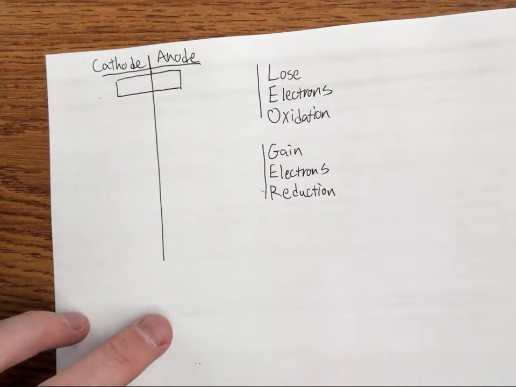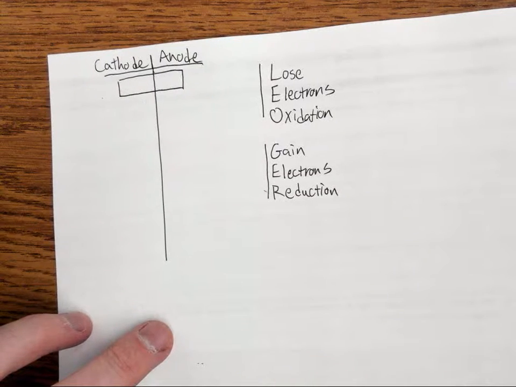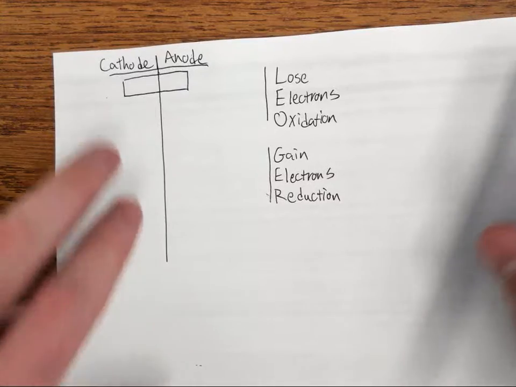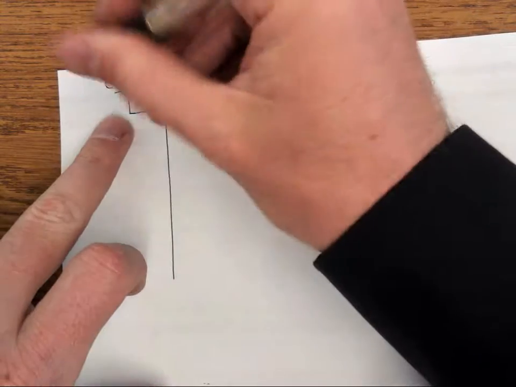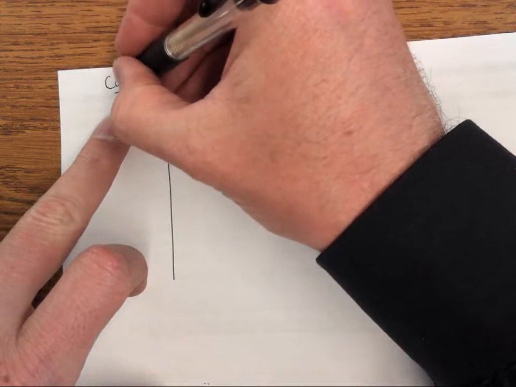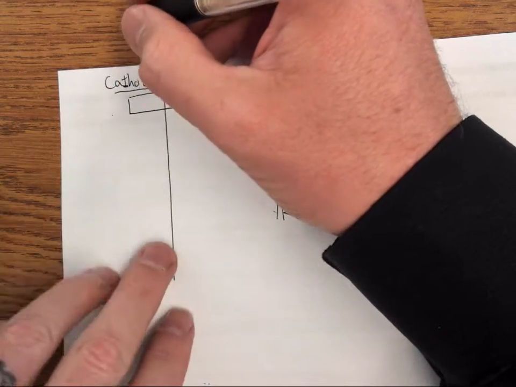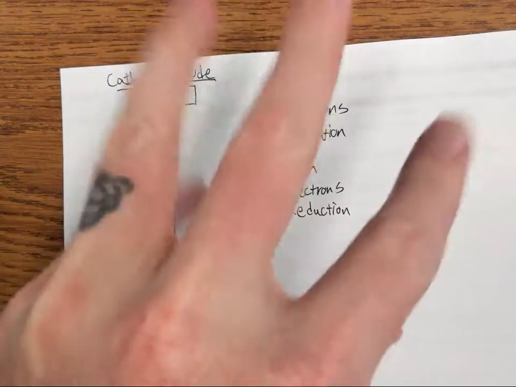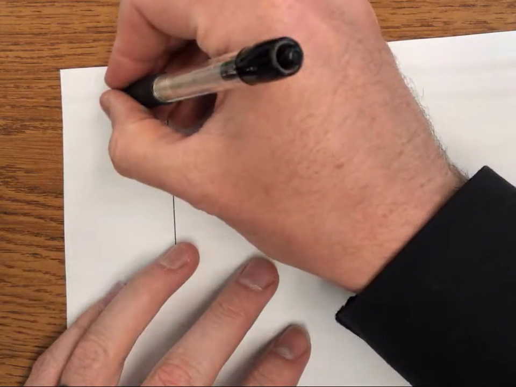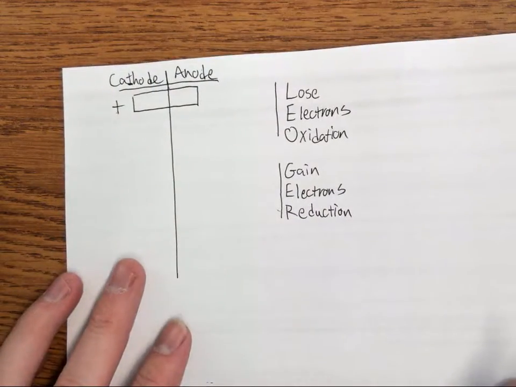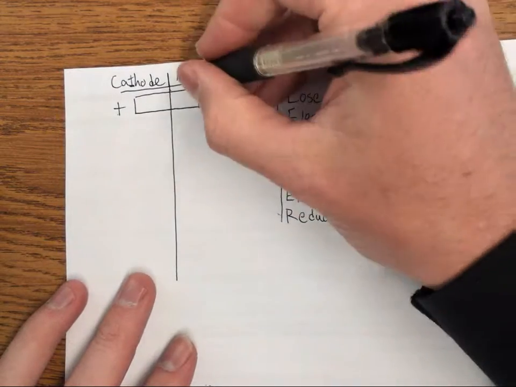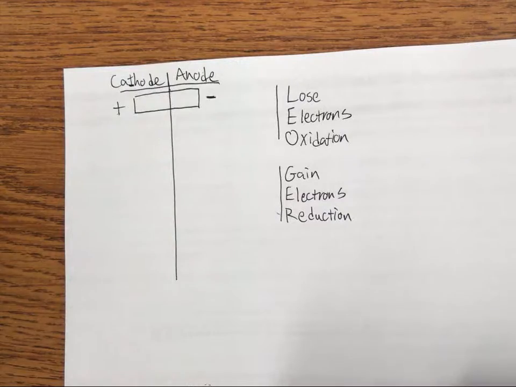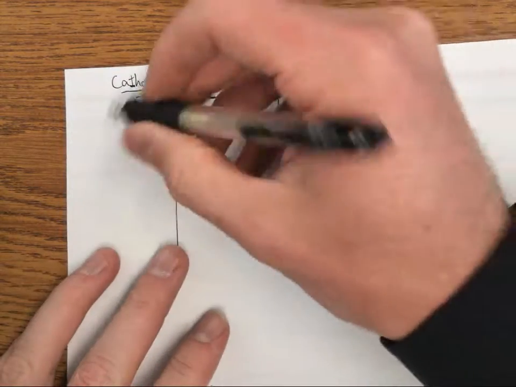The question is, though, which one is which? I want you to think of your cathode has a T in it. What does that T kind of look like? A plus sign, exactly, like cations. Cations are positive, so put a plus sign on there. Anode is going to be negative, anions, negative. So you have your positive, you have your negative.